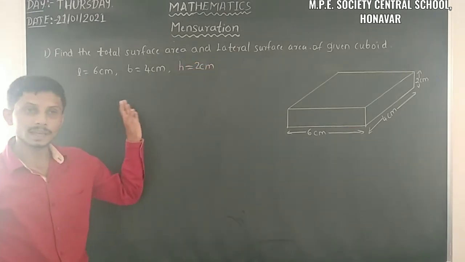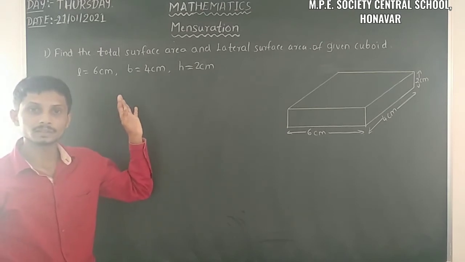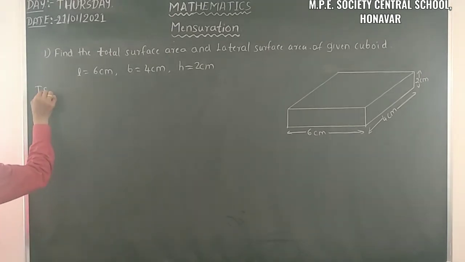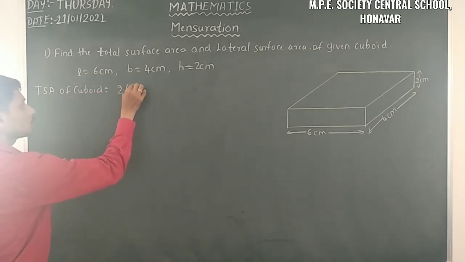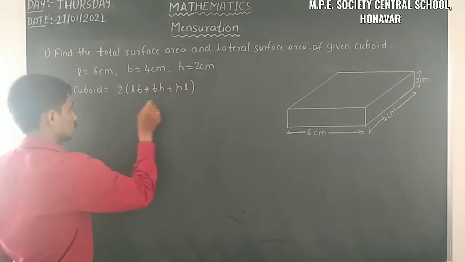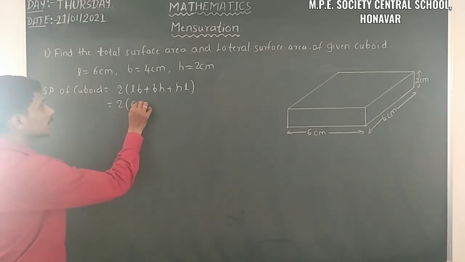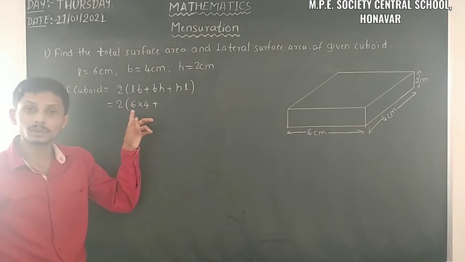Using this L, B and H, we have to find out the total surface area and lateral surface area. Let us take the total surface area first. TSA of cuboid is equal to 2 into (LB plus BH plus HL). So what's the value of L here? It is 6 and B it is 4, so 6 into 4. We have to substitute the values correctly.